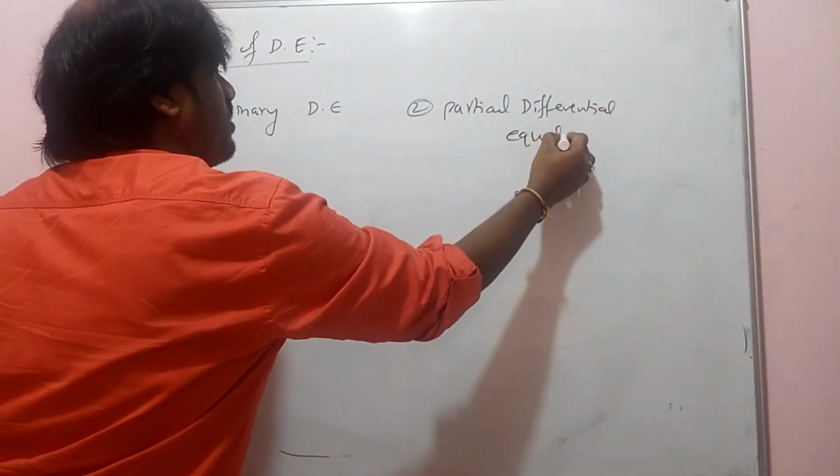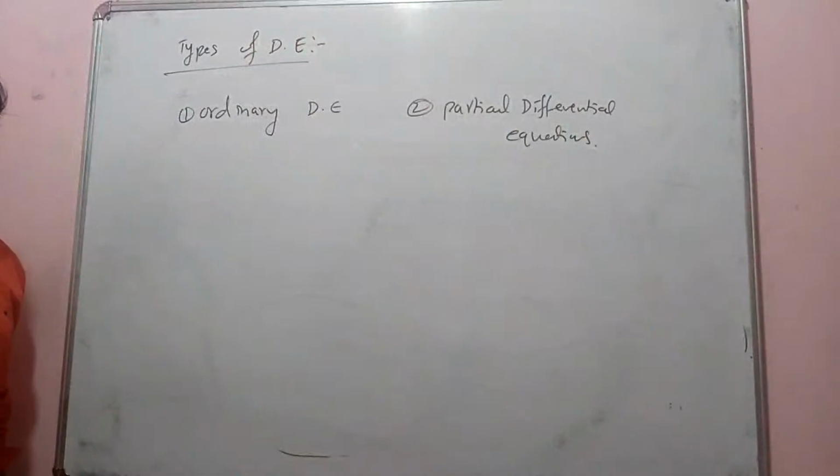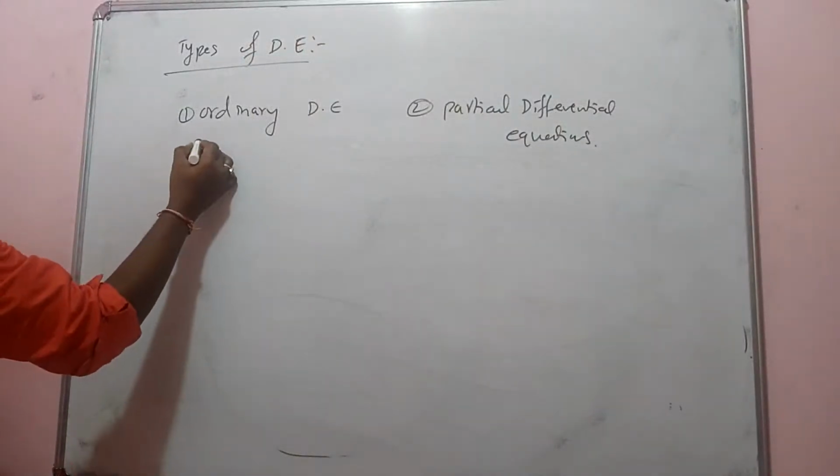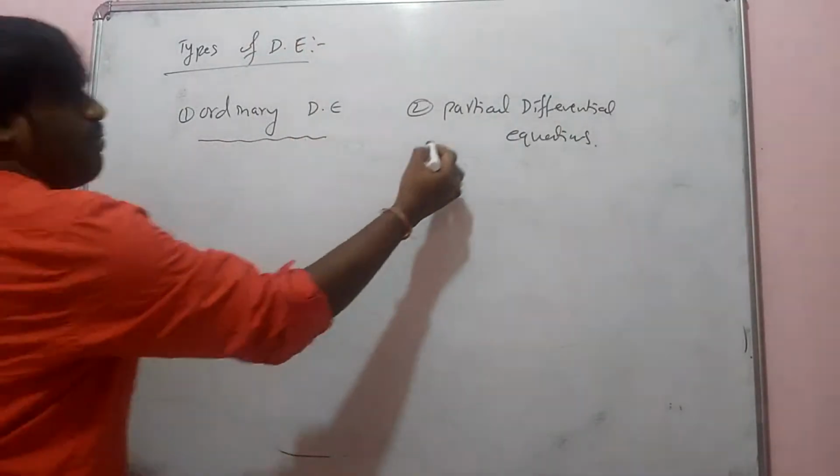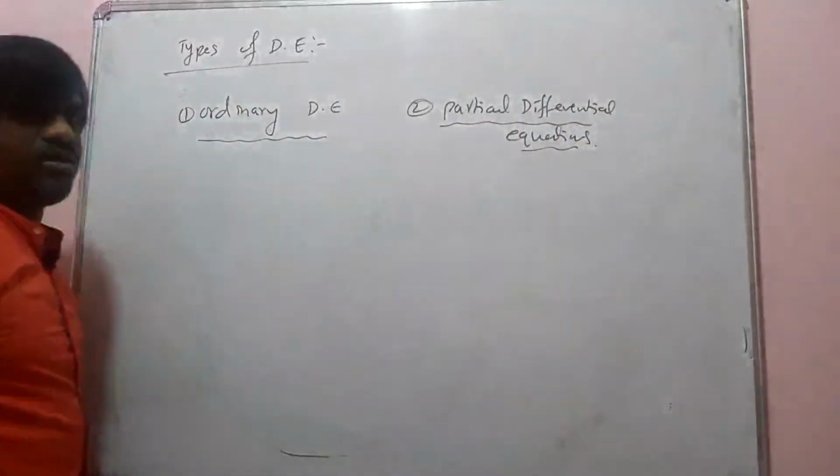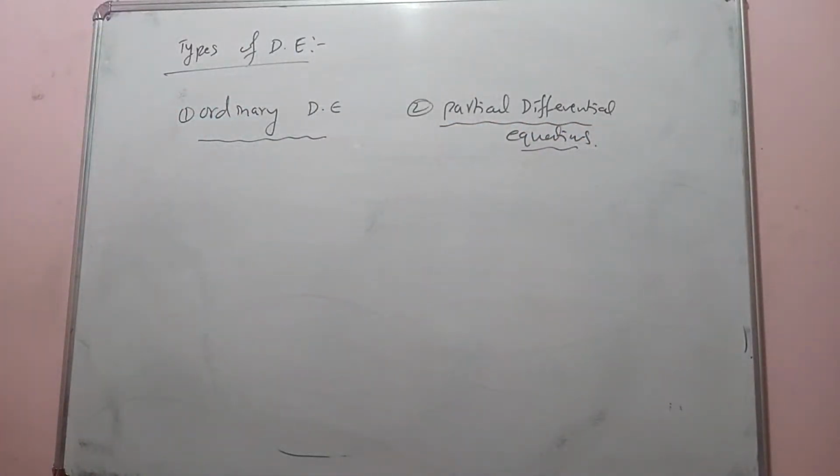There are two types of differential equations. One is the ordinary differential equation. One is the partial differential equation. Okay. So what is an ordinary differential equation?